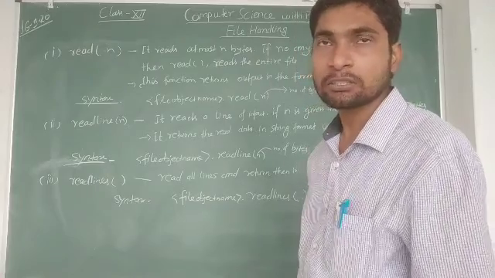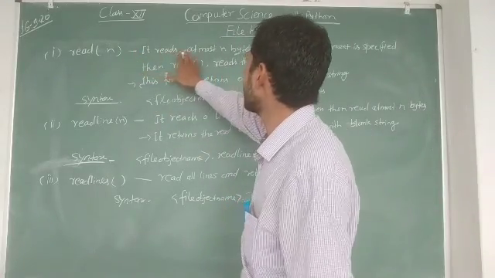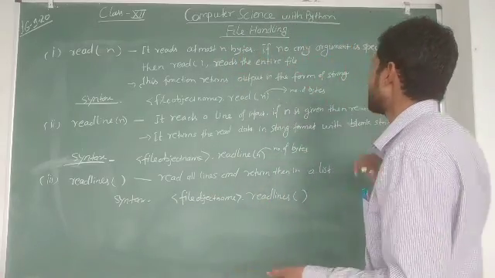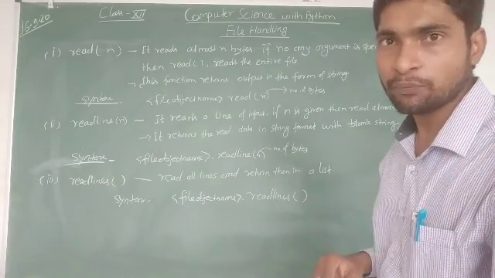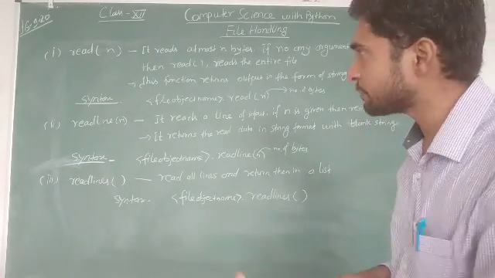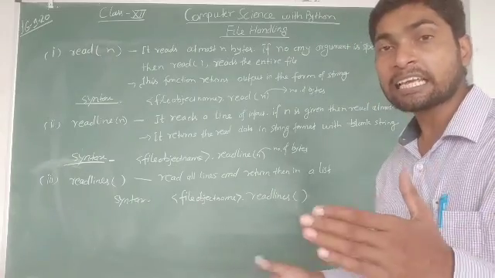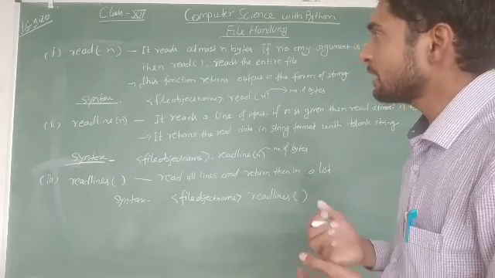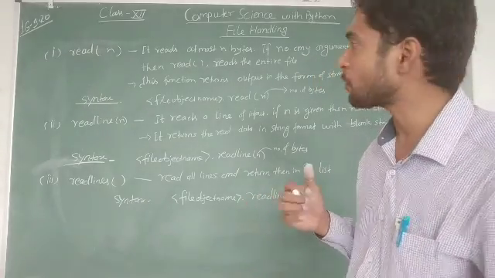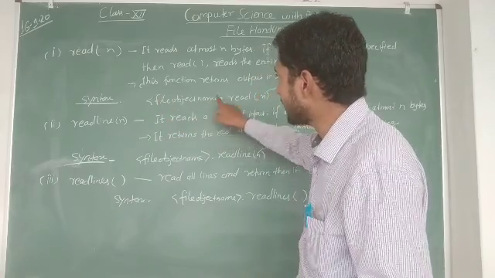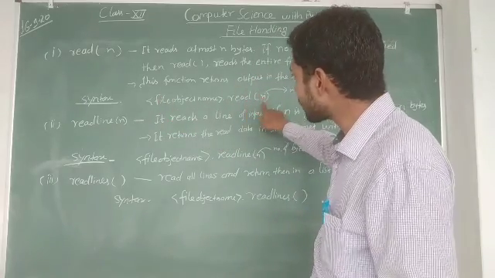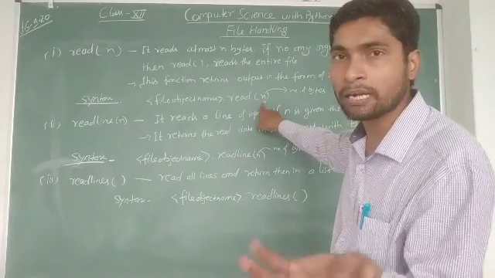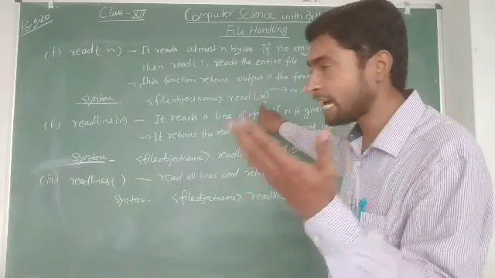What do these functions do? The read function reads the given number of bytes and returns the output in the form of a string. If you do not pass any argument to the read method, then it reads the data of the entire file and returns it in the form of a string. The syntax is file object name, dot, read. If you pass the argument, it reads the specified number of bytes from the file.